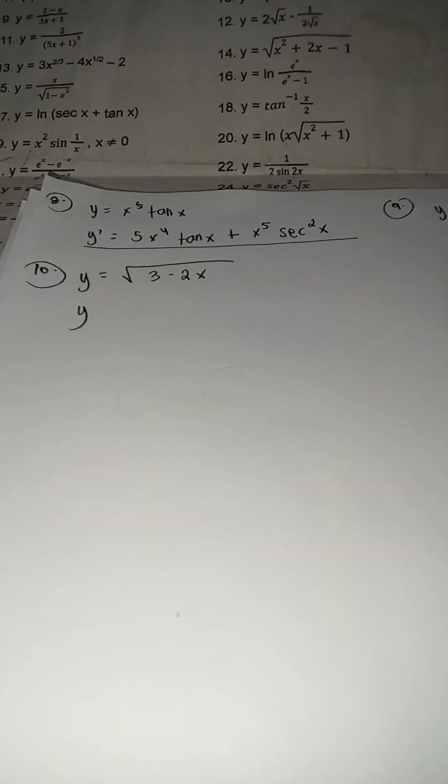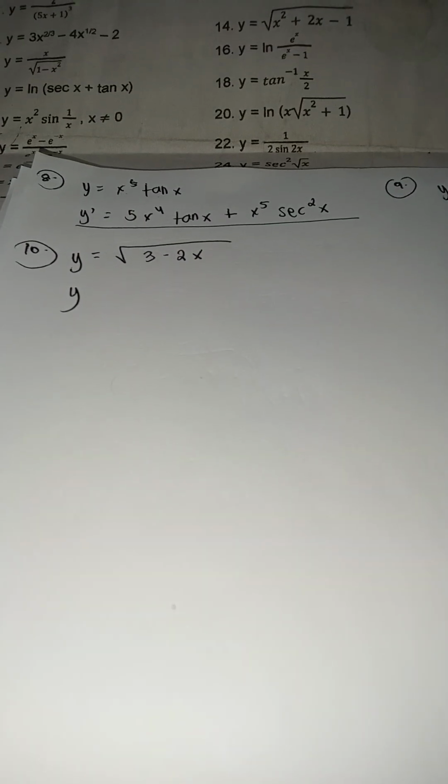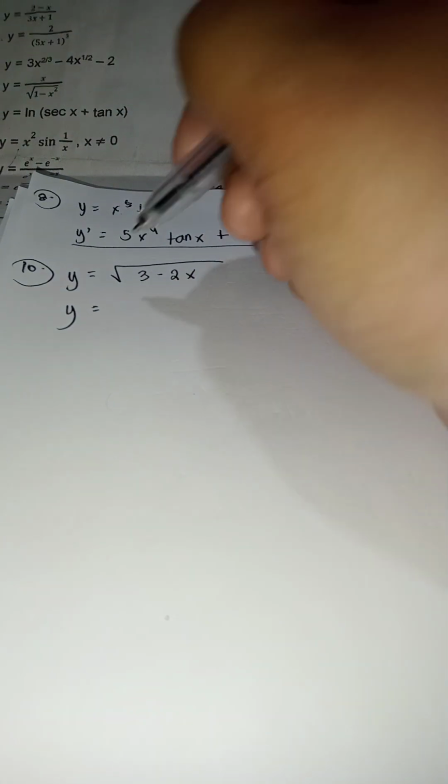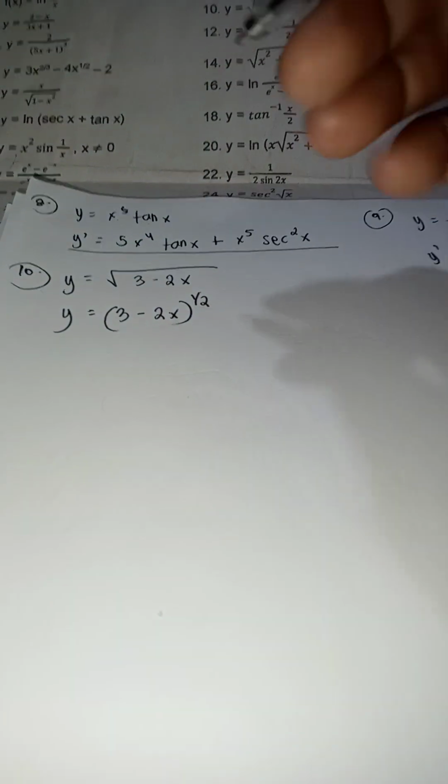Here, the next problem, y is equal to the square root of 3 minus 2x. Okay. So we are going to solve number 10. We are going to solve it using the chain rule. Before we proceed, let's rewrite it first, since it has a square root sign. So 3 minus 2x, the square root sign is the exponent 1/2.